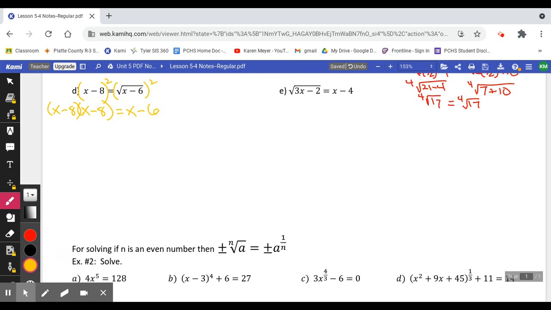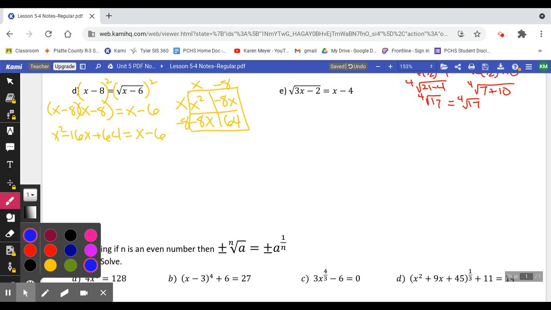x minus 8 times x minus 8. Please make a box for that off here to the side. x minus 8, x minus 8. So x squared minus 8x minus 8x plus 64. So x squared minus 16x plus 64 equals x minus 6.